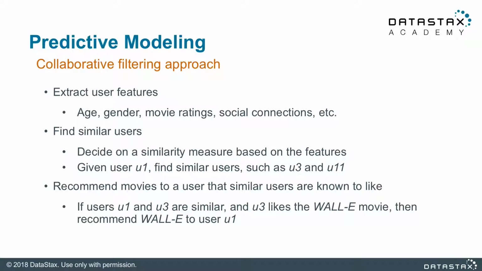Now let's discuss what our strategy might be for a collaborative filtering approach. We start by extracting user features such as age, gender, and probably most importantly, movie ratings. Once we know the similarities between users, recommending a movie is pretty simple. We look at similar users and what movies they've enjoyed, and then we recommend those movies to our target user.